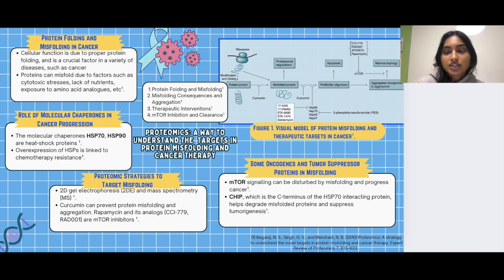However, there are molecular chaperones that help with misfolding. For example, heat shock proteins like HSP70 and HSP90 can help cancer cells survive stressful conditions. However, overexpression of these is linked to chemotherapy resistance.